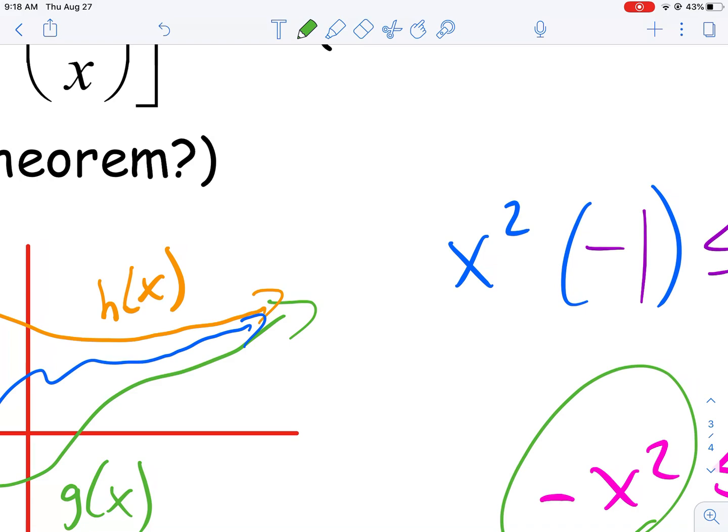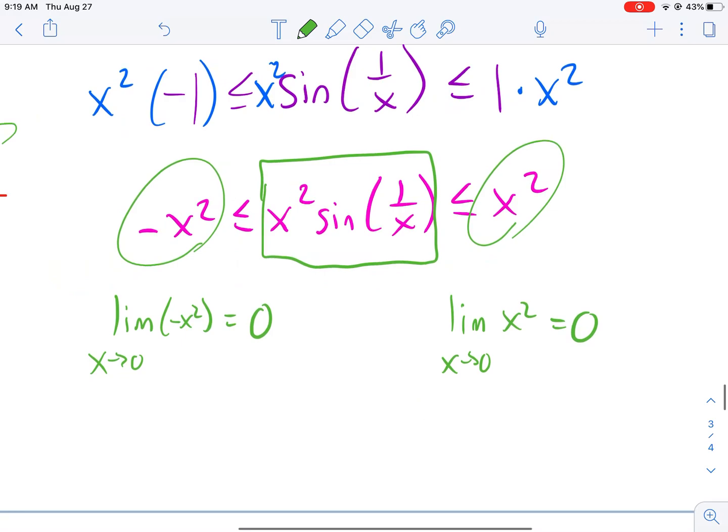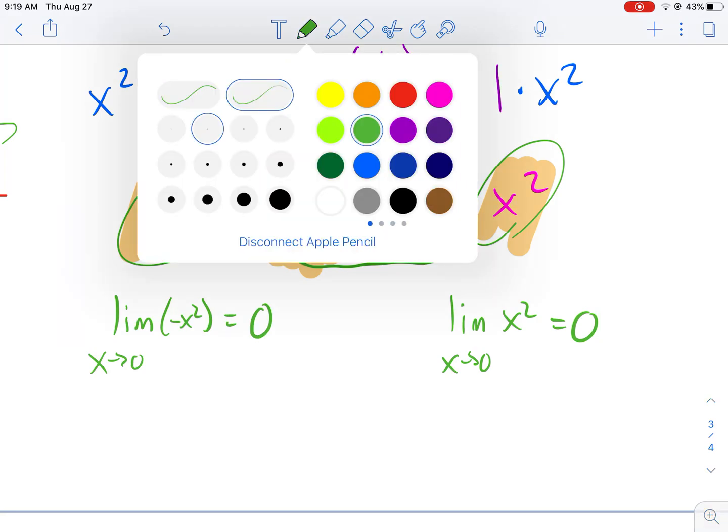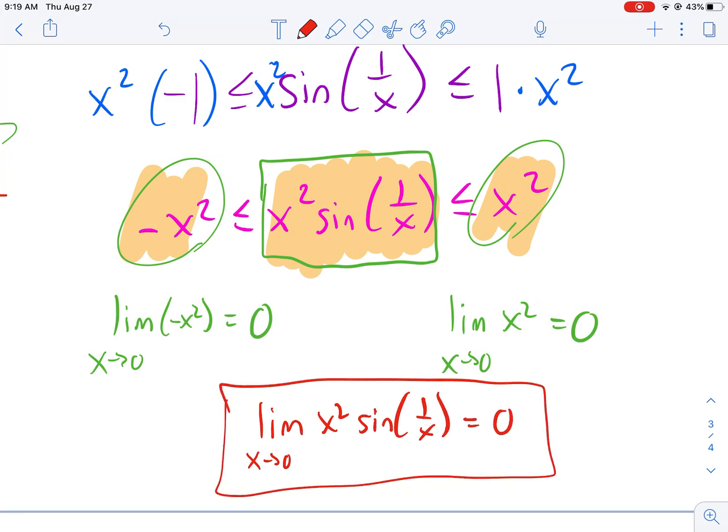Since the blue function is always between the orange and green, then if orange and green go to the same place, the blue graph must go to that place because it has to stay between those. So that's a pictorial representation. Here's a more algebraic one. If the limit of this guy is 0 and the limit of this guy is 0 as x goes to 0, since this function is always between those two functions, its limit must also be 0 as x goes to 0. And so the limit as x goes to 0 of x squared sine of 1 over x must equal 0. And that's the answer.